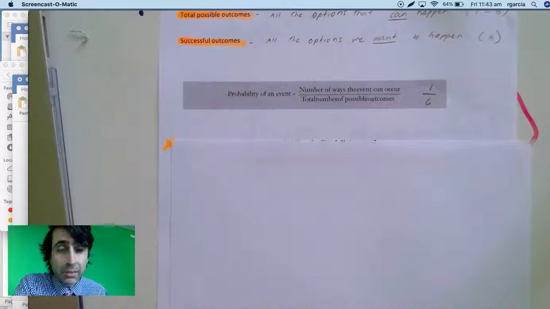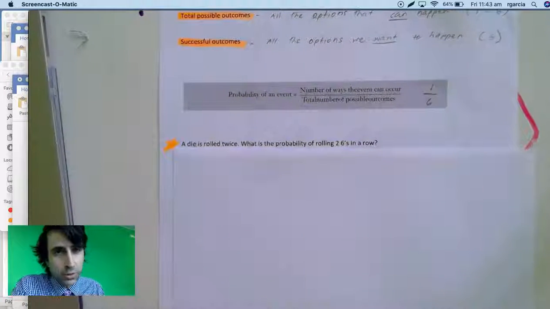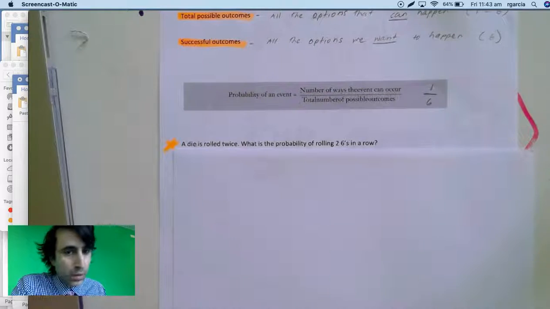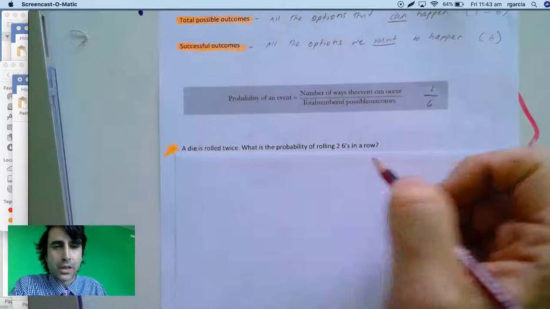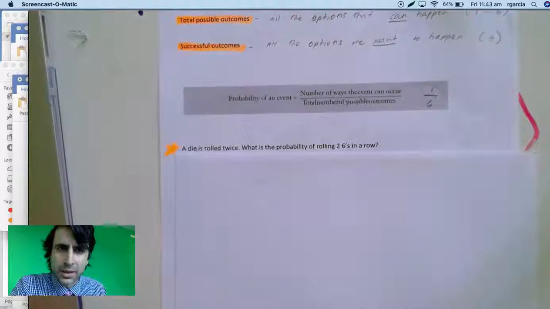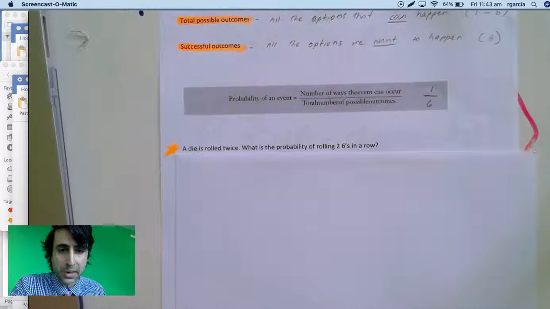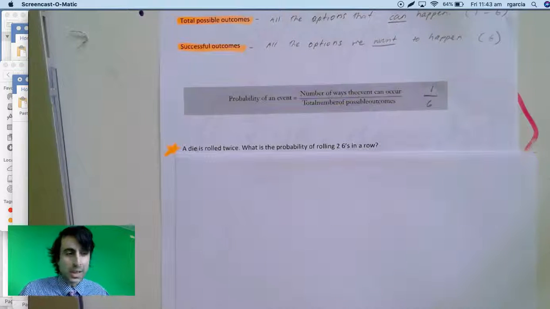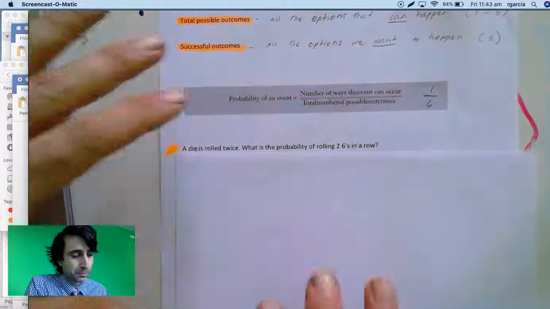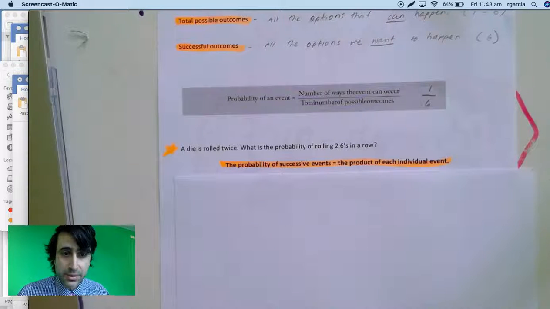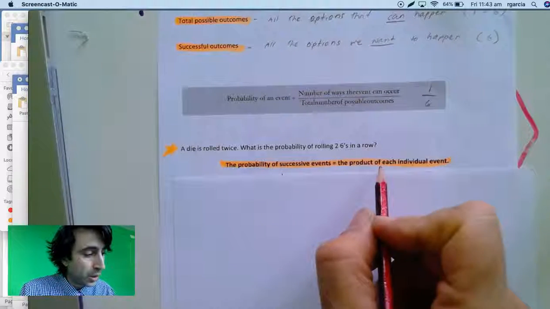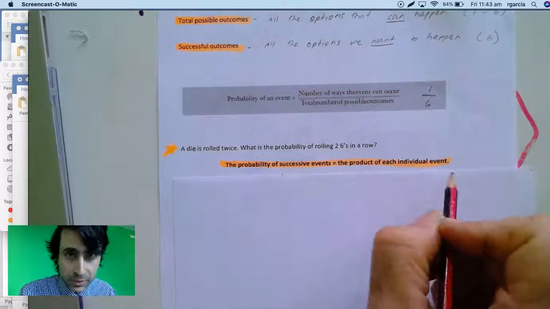Let's add another level of complexity. So if I say a die is rolled twice, okay, what's the probability of rolling 2 6s in a row? Now, some people get this, or I expect you guys will probably be able to do this, but this brings in another really, really important point, and that's basically what we're doing today. The probability of successive events is the product of the probability of each individual event.